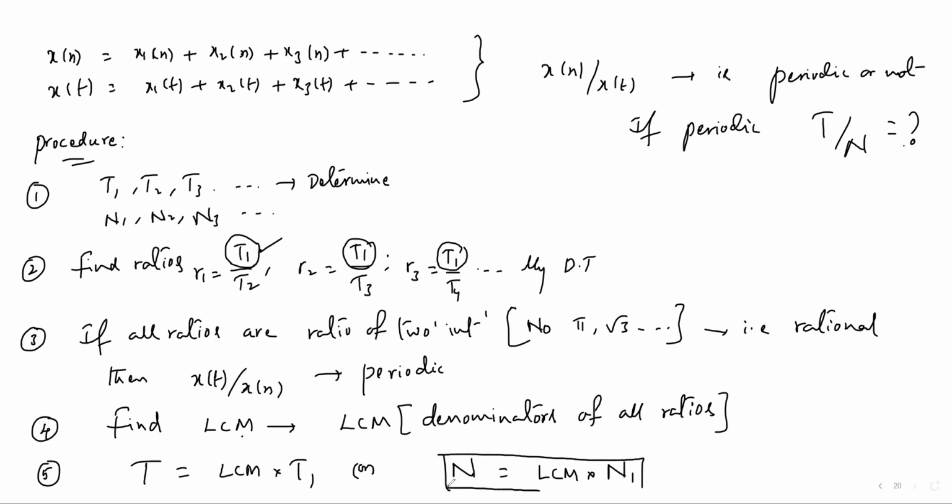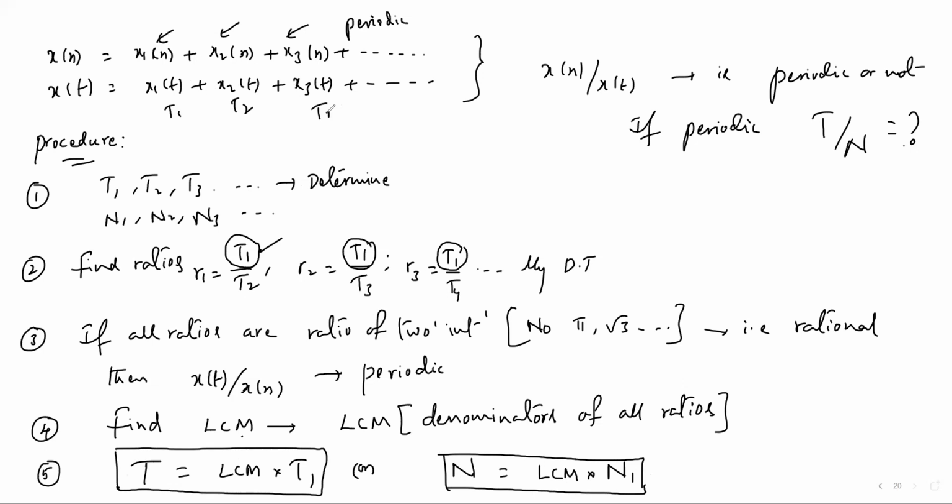This is the procedure we have to follow to find the time period of multiple periodic signals which are added like this. One thing, if any one of these signals is not a periodic signal, obviously the signal x of n is non-periodic. Here all are periodic signals, provided all periodic signals are added. These are all individually periodic. Please all of you note down this procedure and let us follow it to solve the problems. I'll give one problem now.